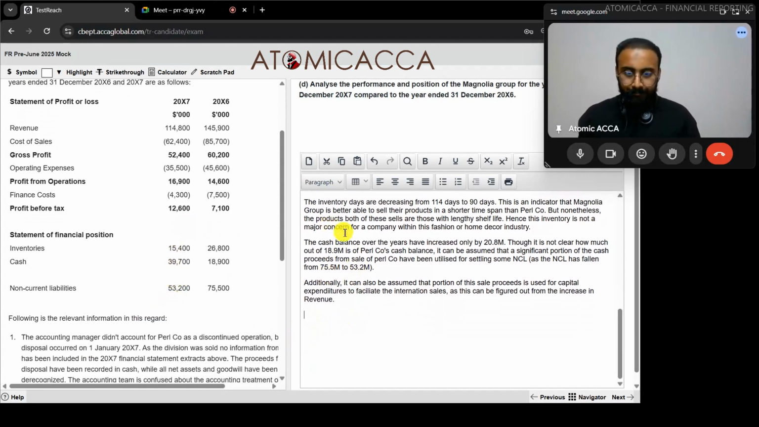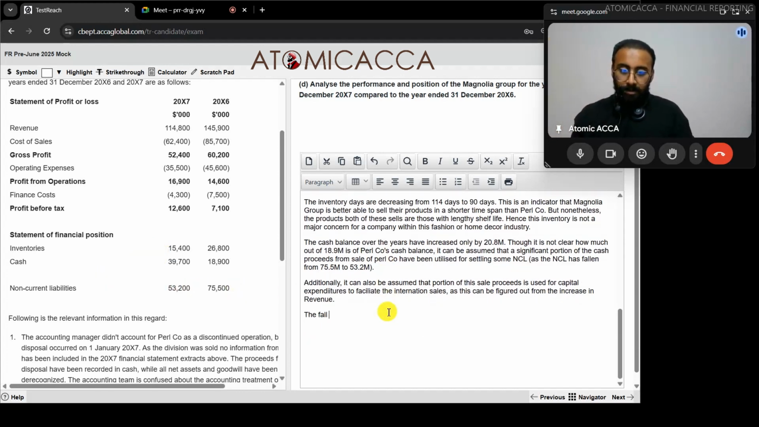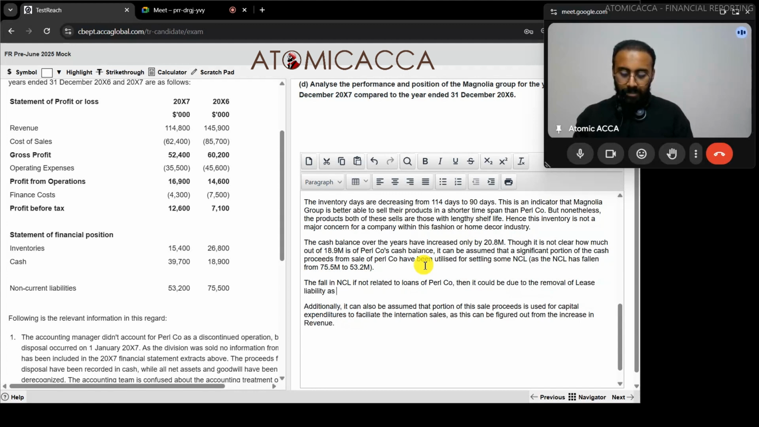What else can we say? 1, 2, 3. About inventory we told, about cash we told, about non-current liability we told. We can say the fall in non-current liability, because we told about the fall in NCL in the previous point. So you can tell here the fall in non-current liability, if not related to loans of Pearl Company, then it could be due to the removal of lease liability as the long-term lease facility is terminated.